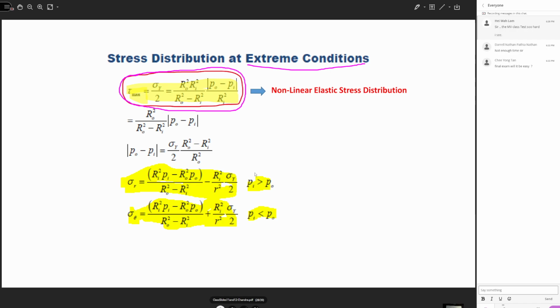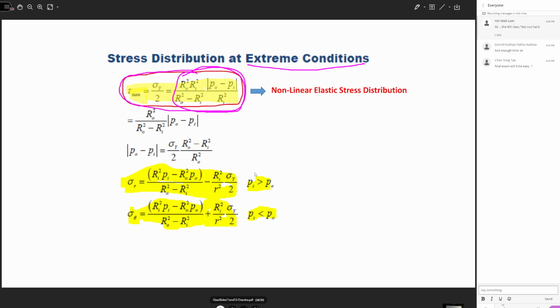And once you substitute that C2, the formula becomes Ro square Ri square over Ro square minus Ri square, then P naught minus Pi. So we take only the magnitude here, we ignore the sign.